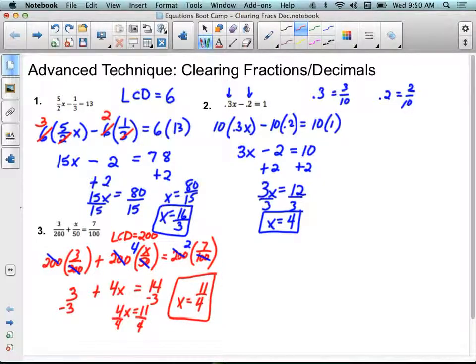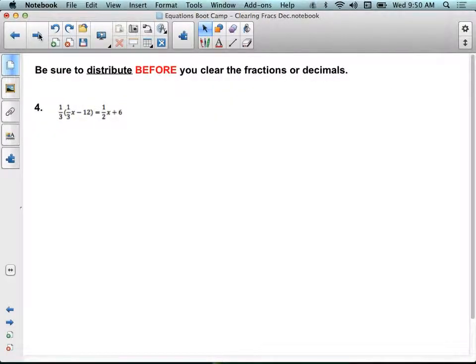This gives you some indication of how this technique works. Again, we look at the fractions or the decimals and decide on the LCD, or the factor that we're going to multiply by. We multiply every term by it, and then we solve the resulting simplified equation. Again, none of this requires a calculator. This is a bit of advice I want to give you, however. If you see parentheses, as in number 4 here, be sure to distribute before you clear the fractions or decimals.